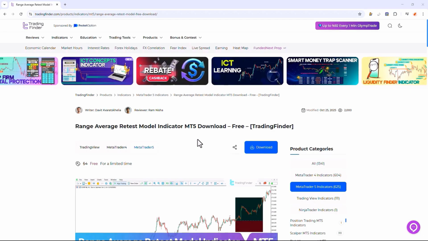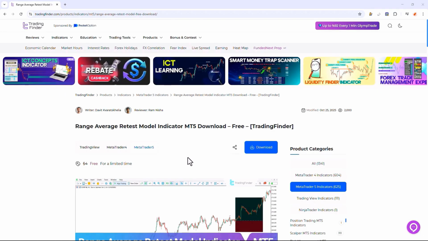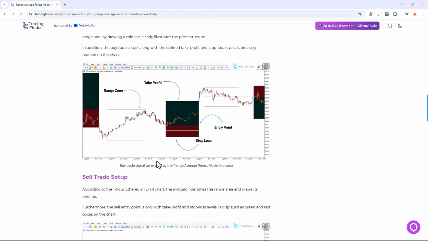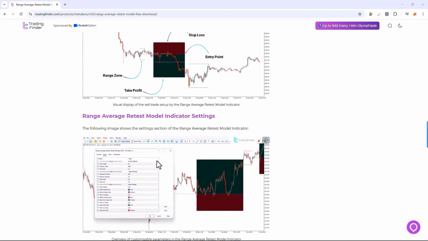The model Retest average range indicator, which is offered for various platforms on the TradingFinder website. Traders can download the indicator file for MetaTrader 4 and MetaTrader 5 platforms from this section, and to learn how the indicator works and operates, they can refer to this page.